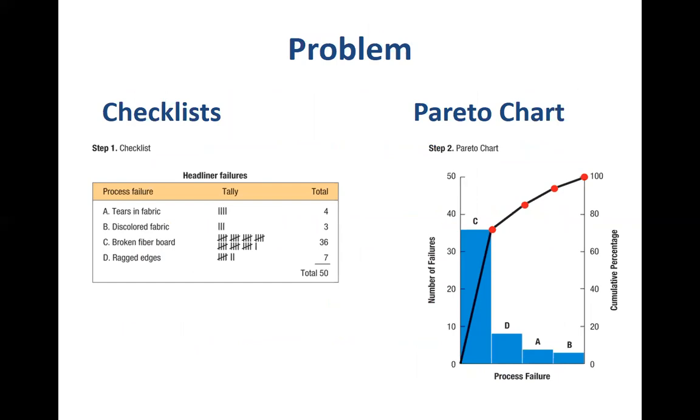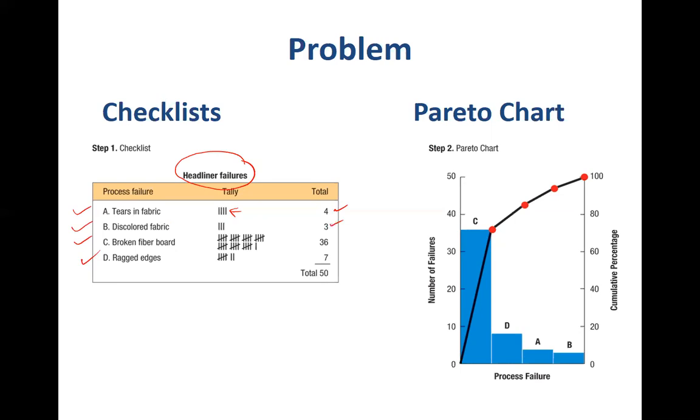So the example of a checklist looks something like this. Here, for example, the headliner failure is the key problem that they have, and they want to understand what is the cause for it. So they found there are four potential process failure causes here. One is tears in fabric. They found four instances of that. So that's what you see here, four instances of tears in fabric. They also saw discolored fabric three times. So that's three instances of that.